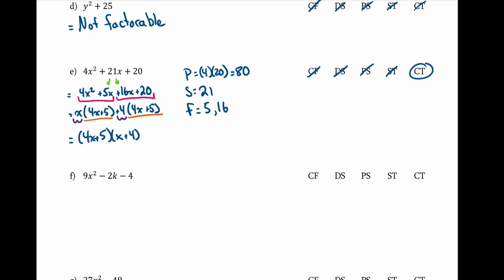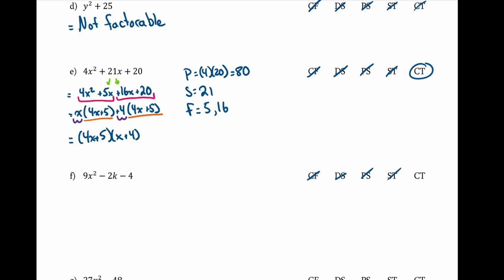F. So looking at F, is there anything we can common factor? In this case, we cannot. So we can't common factor. Is there a difference of squares? In this case, no. Is it a perfect square trinomial? It does look like it. 4x squared is a perfect square, but minus 4 is not. So you do have to keep in mind that minus. So that is not. Is it a simple trinomial?